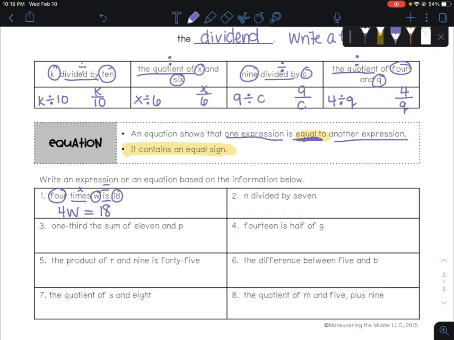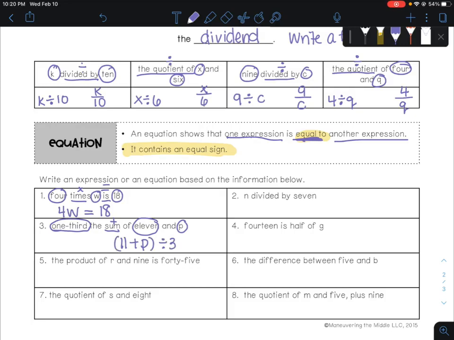One more. 1/3 the sum of 11 and p. 1/3 is a number. Sum means add. 11 and p. So we're going to say the sum of 11 and p would be just 11 plus p. Now we need 1/3 of that. So if you want 1/3, you would want to divide it by 3.